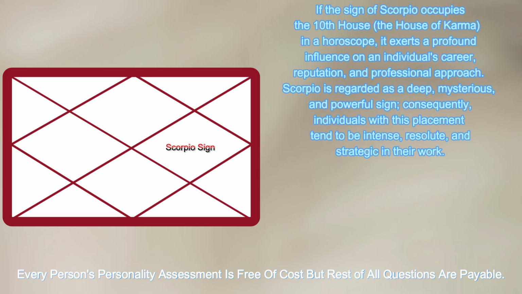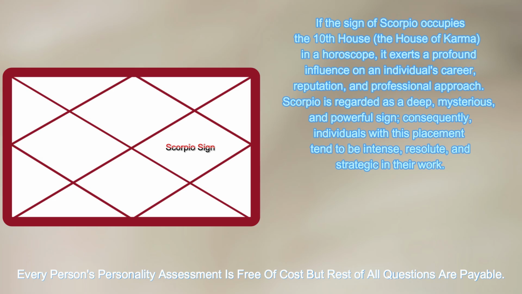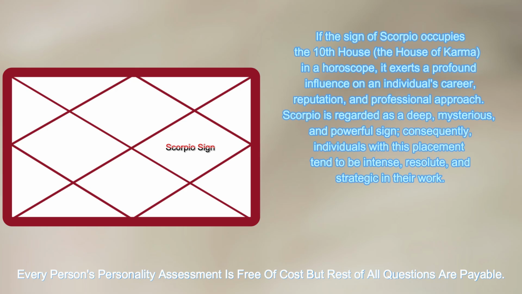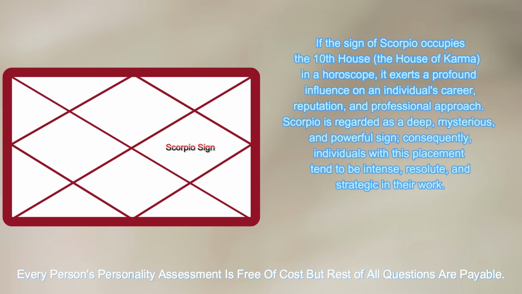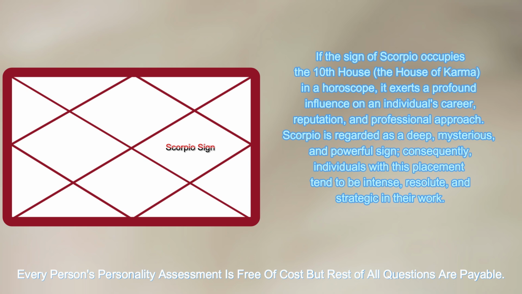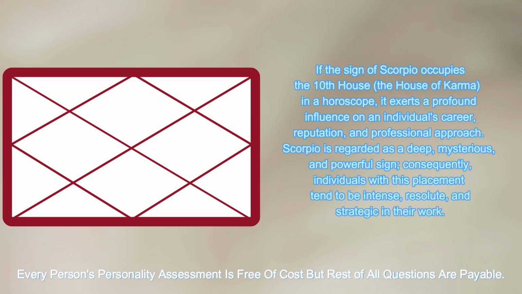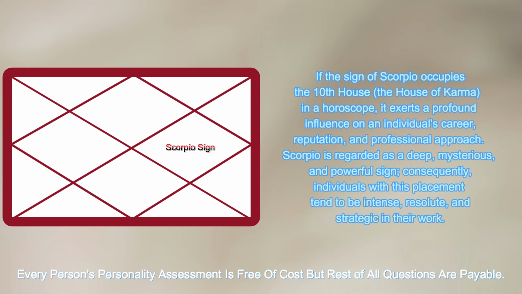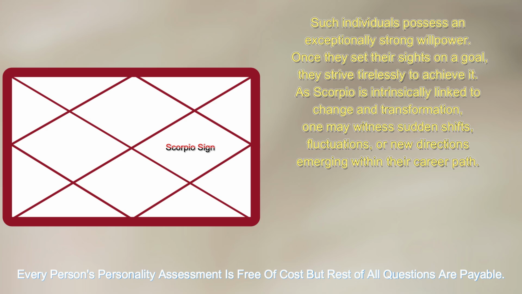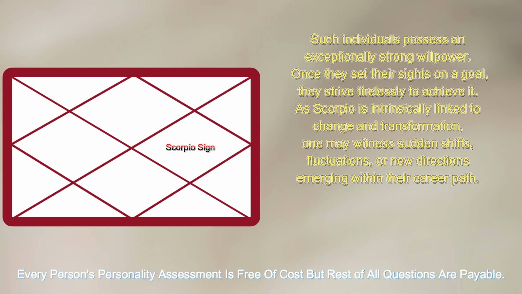If the sign of Scorpio occupies the 10th house, the house of karma, in a horoscope, it exerts a profound influence on an individual's career, reputation, and professional approach. Scorpio is regarded as a deep, mysterious, and powerful sign. Consequently, individuals with this placement tend to be intense, resolute, and strategic in their work. Such individuals possess an exceptionally strong willpower. Once they set their sights on a goal, they strive tirelessly to achieve it.